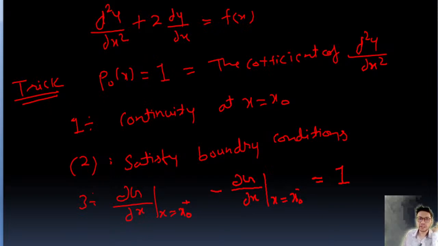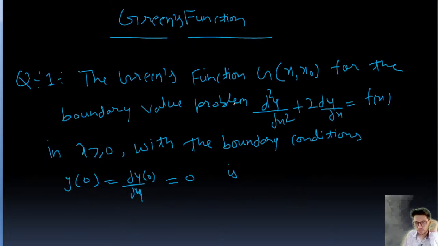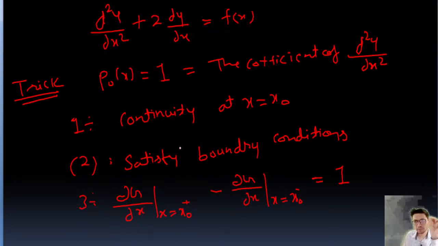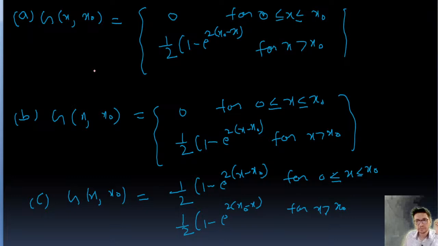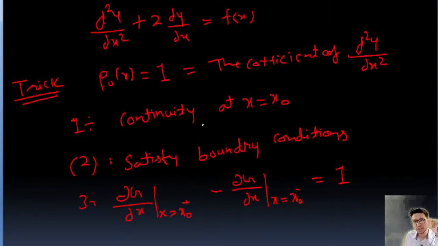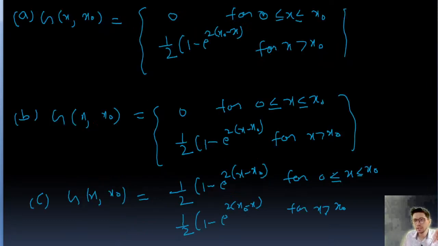For solving this type of Green function question, we will solve it by options, guys. We'll use this trick in the options, and whichever option satisfies these three conditions will be the correct answer. For this question we have four options of the Green function. We'll check the options one by one, all four, and the option which satisfies these three conditions will be the correct answer. Very simple.